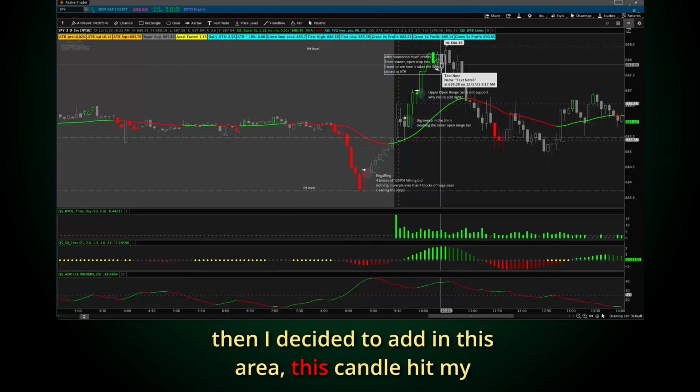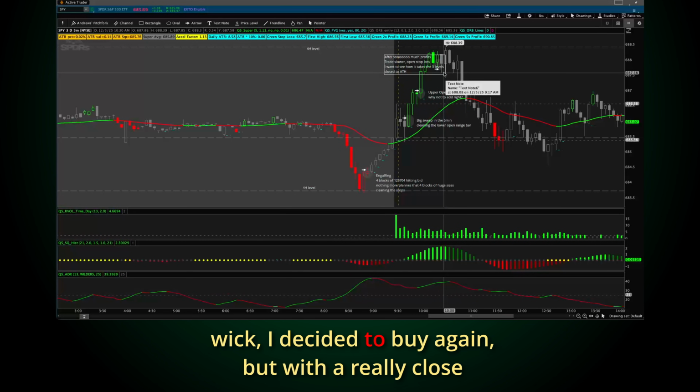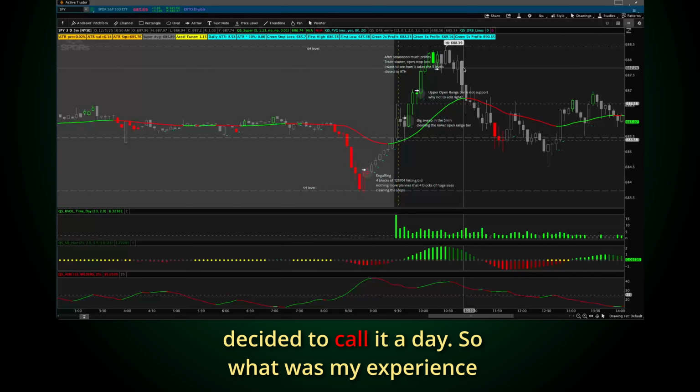In this area, this candle hit my stop loss. And because I saw this kind of long wick, I decided to buy again, but with a really close stop. And I was stopped out again almost here. And I decided to call it a day.